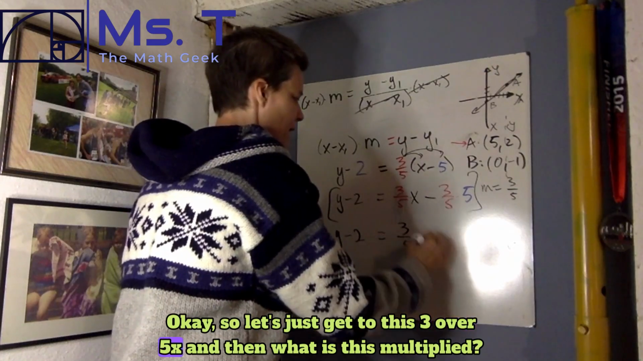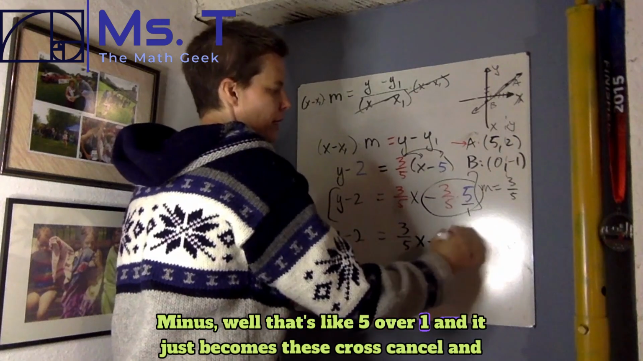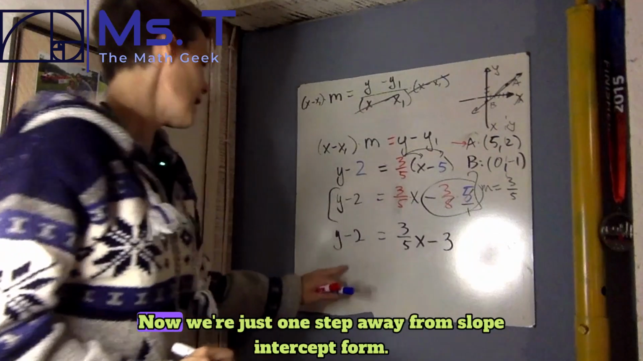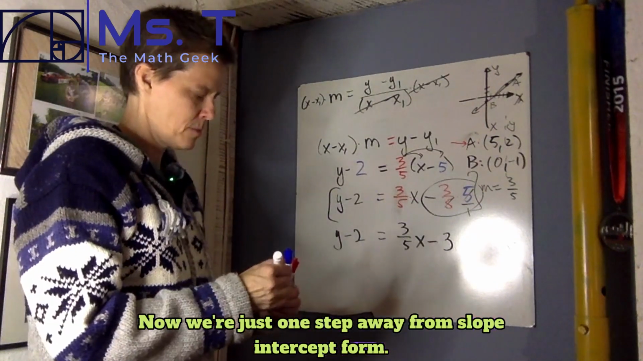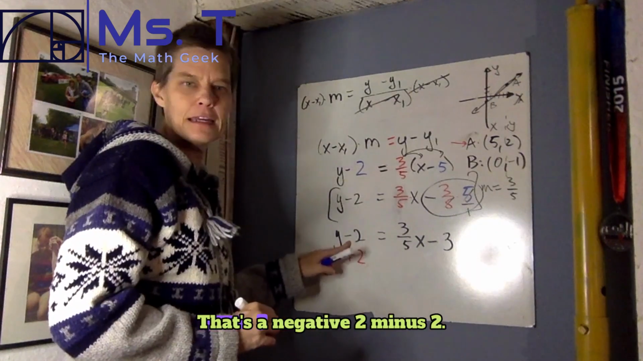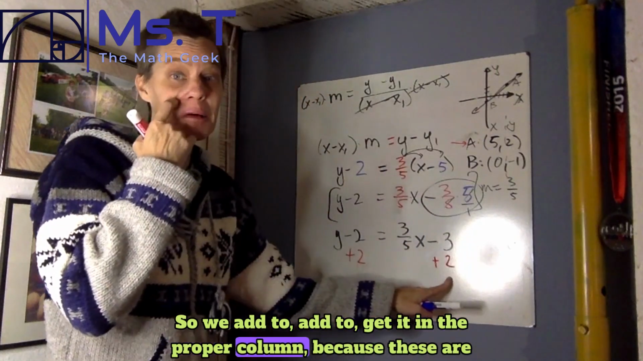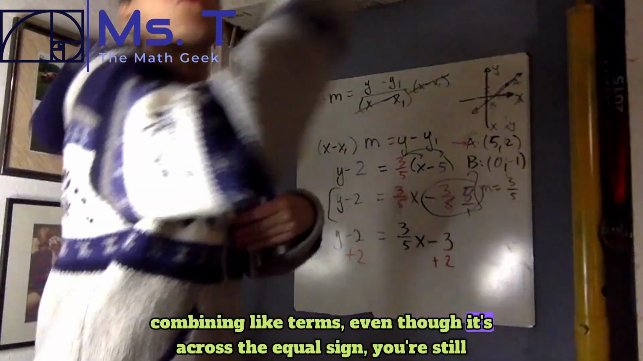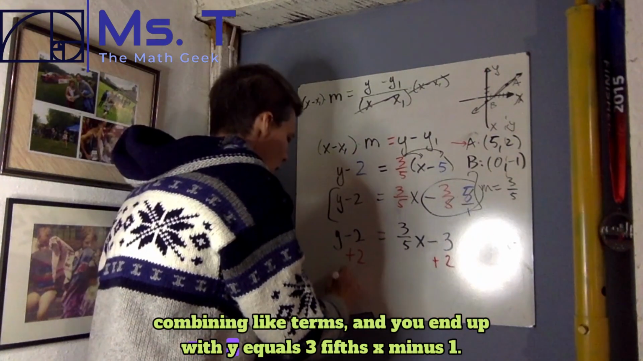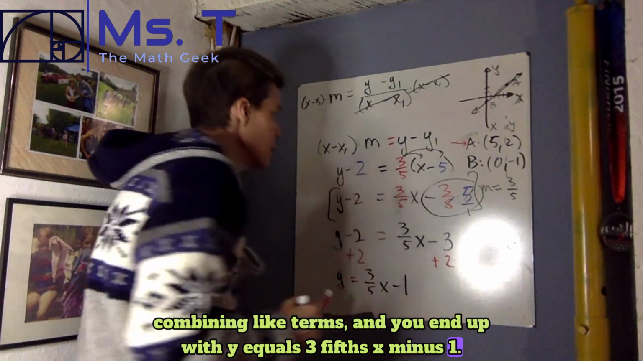3 over 5x, and then what is this multiplied? Minus, well, that's like 5 over 1, and these cross cancel, and that's 3. Now we're just one step away from slope-intercept form. We want to add 2, because that's the inverse operation. That's a negative 2, minus 2. So we add 2, get it in the proper column, because these are combining like terms. Even though it's across the equal sign, you're still combining like terms. And you end up with y equals 3/5 x minus 1.